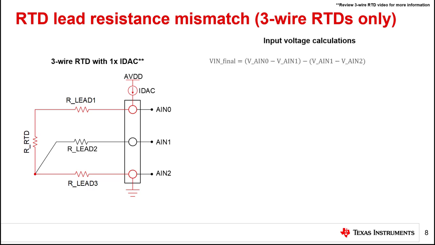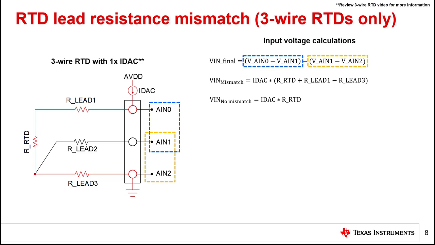The calculated input voltage for this system is shown on the top right as Vin final. This specific 3-wire RTD circuit requires 2 measurements to implement lead resistance cancellation, which are highlighted in blue and orange. Next, we can substitute the IDAC, our RTD, and our lead terms into the input voltage formula to derive equations for a system with and without lead resistance mismatch. These equations are shown in the upper right. Note that the no mismatch equation is the same as the mismatch equation, but the no mismatch equation assumes our lead 1 equals our lead 3.